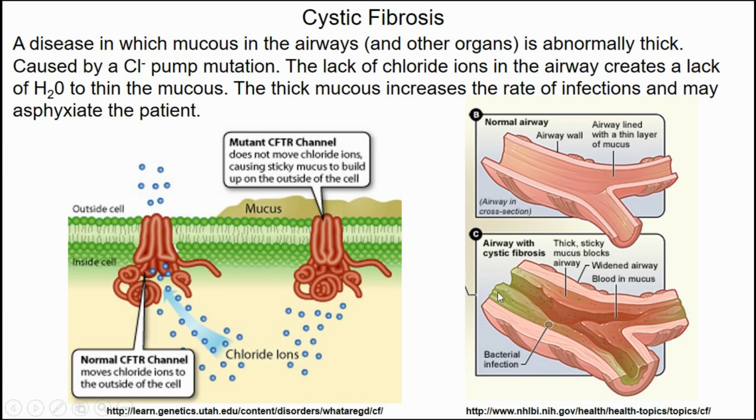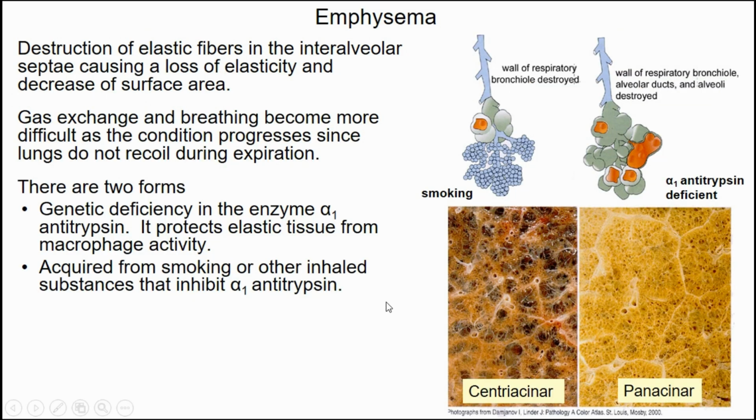mucus that's stuck there, serves as a bed for infection, makes breathing difficult, and basically when we have a mutation in that chloride pump, the CFTR channel, we're going to wind up with cystic fibrosis, and it makes breathing very difficult and makes it likely that you're going to wind up with infections that eventually either cause sepsis or just make it difficult for the person to breathe and asphyxiate them. This tends to be treated symptomatically, but can actually be dealt with more or less permanently through a lung transplant.